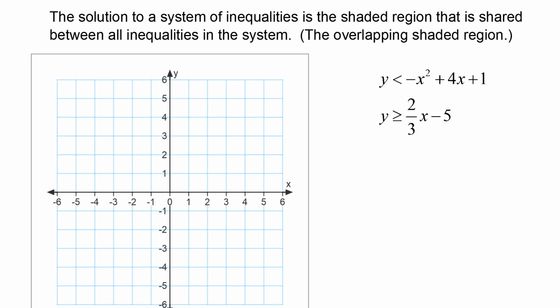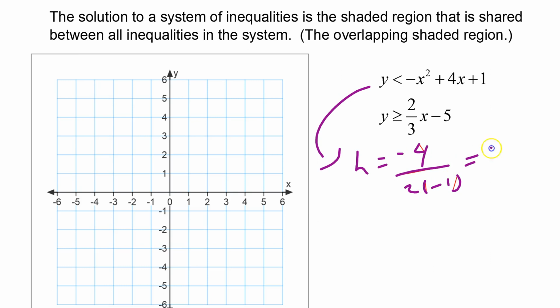So the first thing I'm going to do is graph, say, the quadratic. Doesn't really matter which one you graph first. But if I've got y is less than negative x squared plus 4x plus 1, I'm going to graph this quadratic related equation and then decide on the shading. So the first thing I need to do again is find the vertex. I know h equals negative b over 2a. So that would give me just 2.